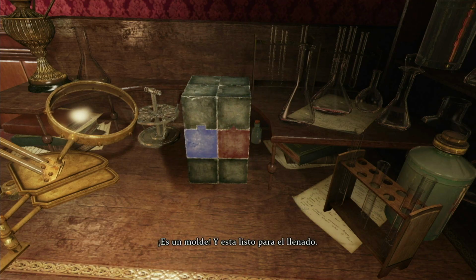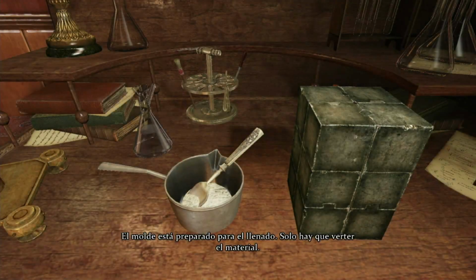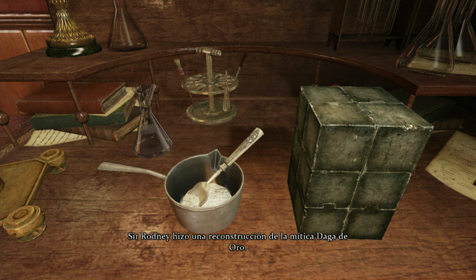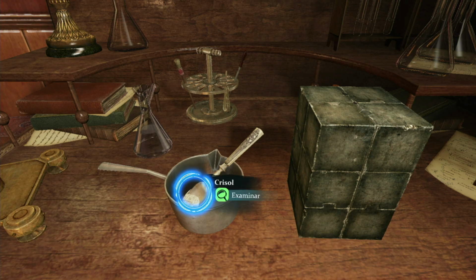It is a mold, and it is ready for casting. The mold is prepared for casting. We just need to fill it with certain material. Sir Rodney has made a reconstruction of the mythical golden knife. He seemed unafraid of maledictions, and yet... Half a glass of water should be enough to create a plaster solution.